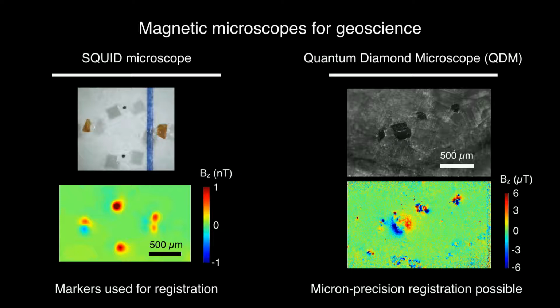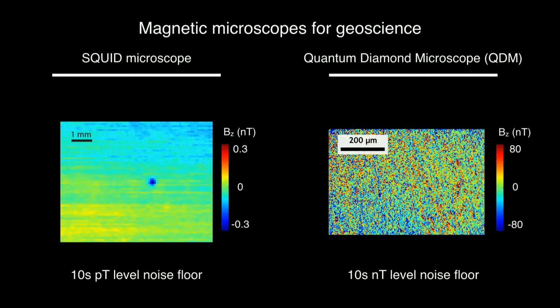This helps a lot with registration between the sample image and the magnetic image, but you're looking at somewhat more uncertainty there, maybe tens of microns. So why do we still use a SQUID microscope? Of course, it's because the DC field sensitivity is orders of magnitude better than the QDM, so about 2 to 3 orders of magnitude. So these are just two maps of basically blanks.